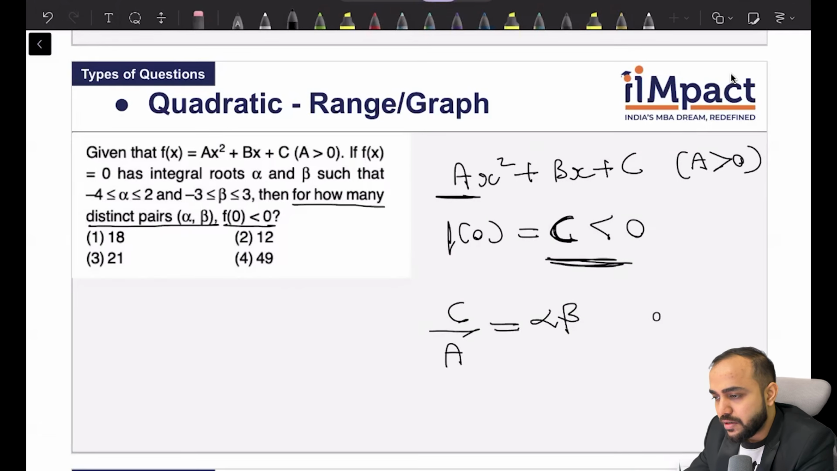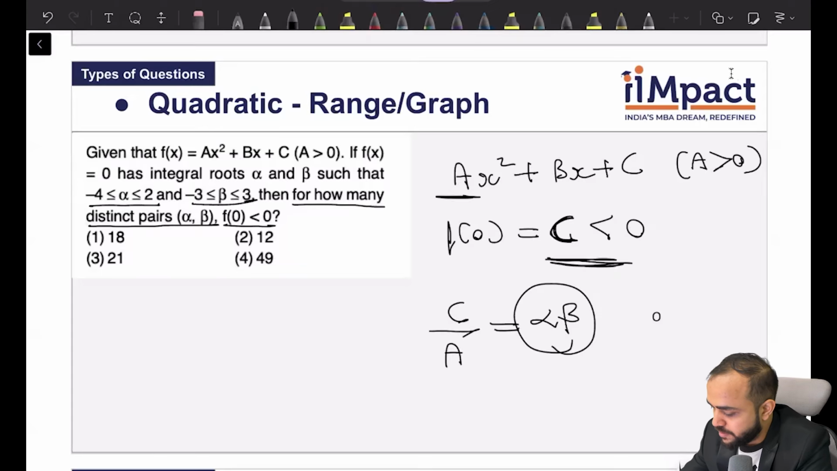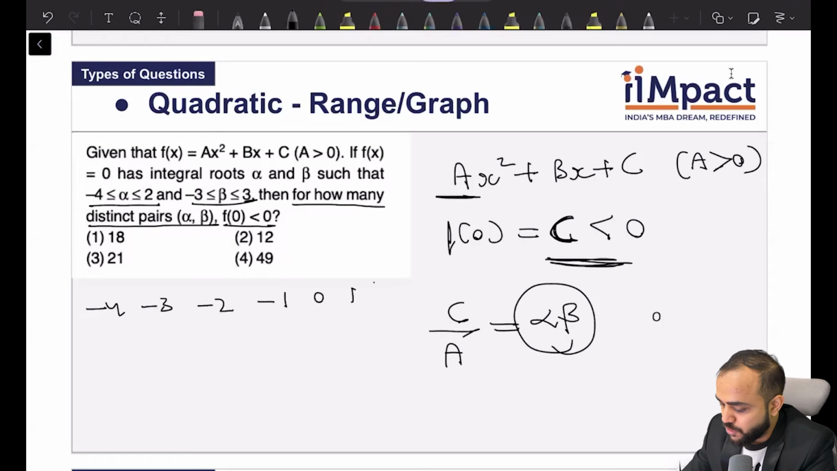Alpha into beta. C by a is what? Alpha beta. So basically what they are asking you is to select alpha and beta in such a way that the product of alpha and beta comes out to be negative. So for alpha you have these options: minus 4, minus 3, minus 2, minus 1, 0, 1, 2. And for beta you have minus 3, minus 2, minus 1, 0, 1, 2, 3.